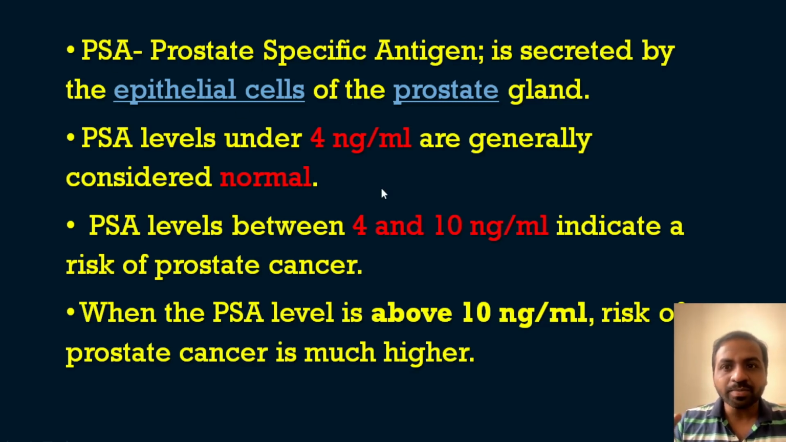And what is this PSA meant for? PSA levels under 4 nanogram per ml are generally considered to be normal. If the value is between 4 and 10, that indicates a risk of prostate cancer or prostate enlargement. When the PSA level is above 10, then there is a higher risk for the development of prostate cancer.